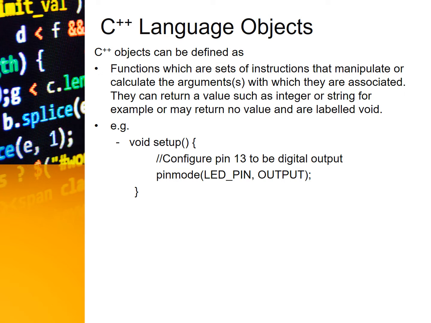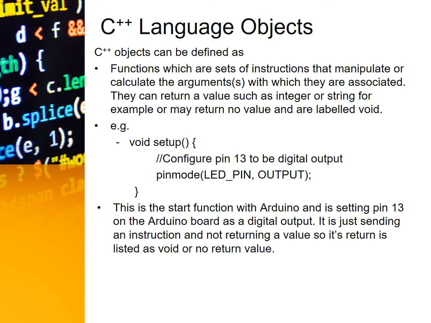You'll also notice that functions have round brackets, open and closed after them, and that sets them up as a function. And then the curly brackets contain all the instructions that are in a function. This is the start function, and it's setting pin 13 on the Arduino board as the digital output. It's also sending an instruction and not returning a value. So that's why it's a void setup.